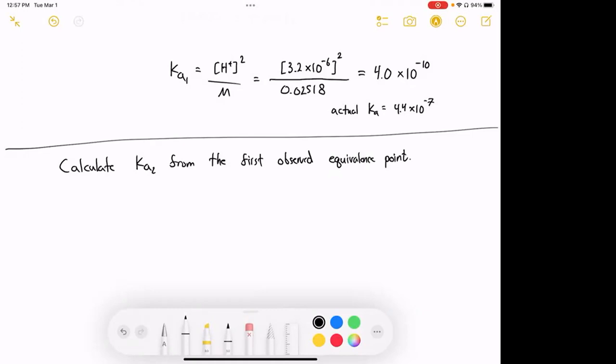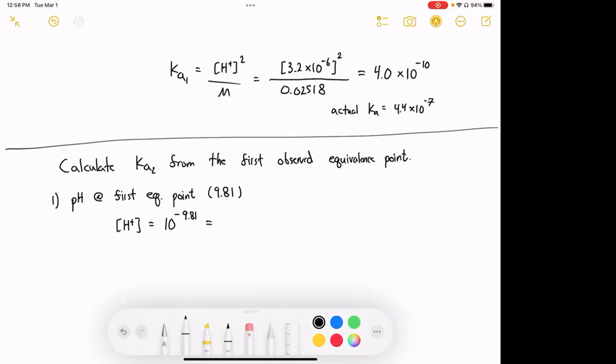All right, so first we need to find out the pH at the first observed equivalence point. So say my pH at first equivalence point, let's just say it's like, I don't know, 9.8. So let's say it's 9.81, okay? So that's our pH, 9.81. We can use this value to determine the H plus concentration. So H plus equals 10 to the negative 9.81.